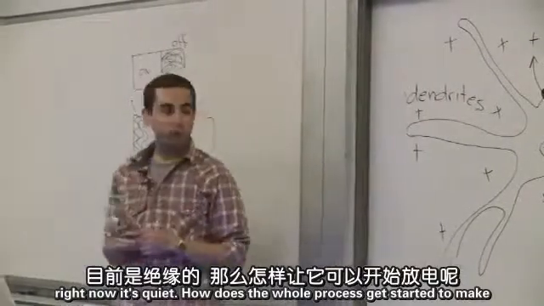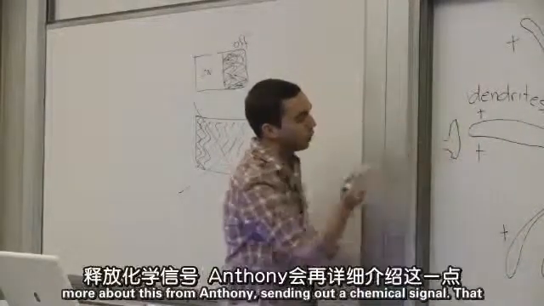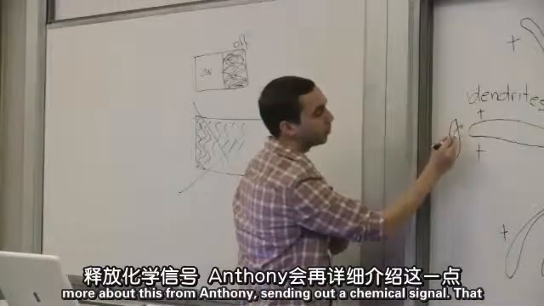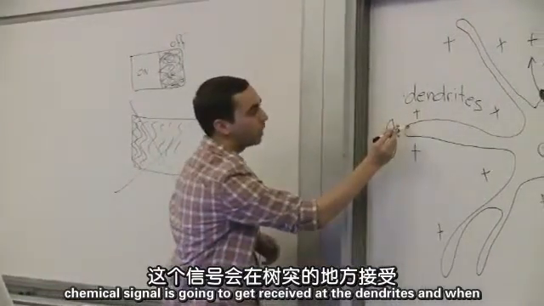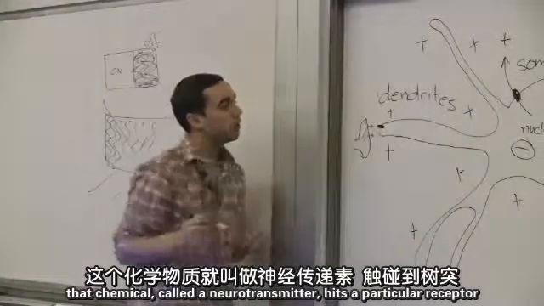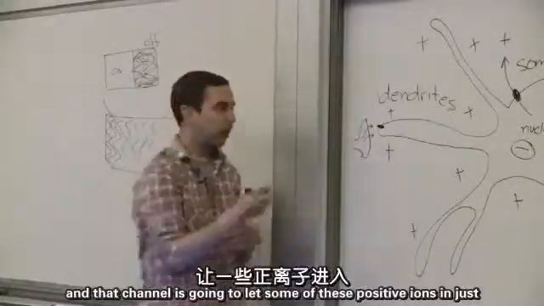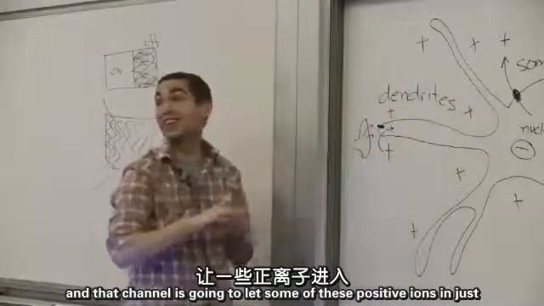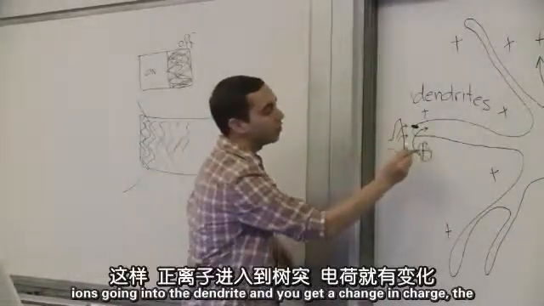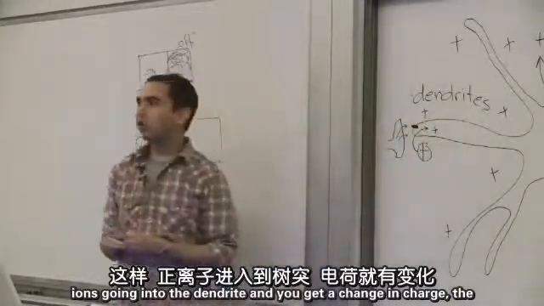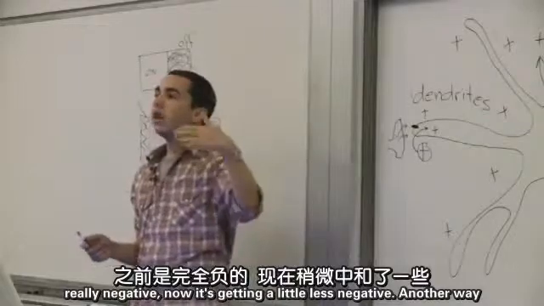So you've got this cell sitting there, trying to figure out if it's going to fire or not. Right now it's quiet. How does the whole process get started to make it fire? So if you have another neuron up here, and you'll hear a lot more about this from Anthony, sending out a chemical signal. That chemical signal is going to get received at the dendrites. And when that chemical, called a neurotransmitter, hits a particular receptor out on the dendrite, that receptor is going to open up a channel. And that channel is going to let some of these positive ions in, just like receiving email, it's receiving a signal. So you get these positive ions going into the dendrite, and you get a change in charge. The neuron is now getting more positive on the inside. Before it was really negative, now it's getting a little less negative.